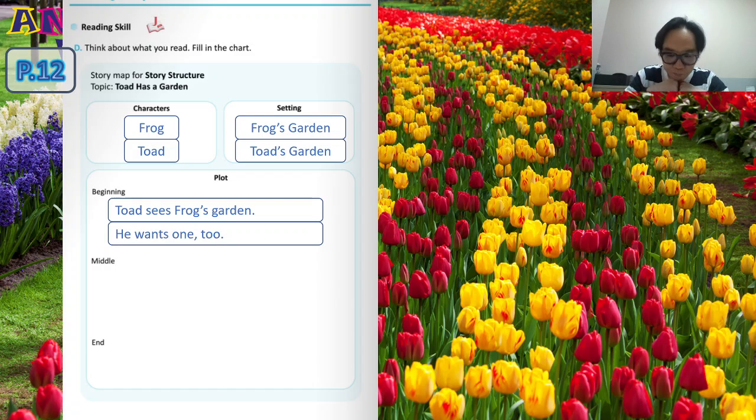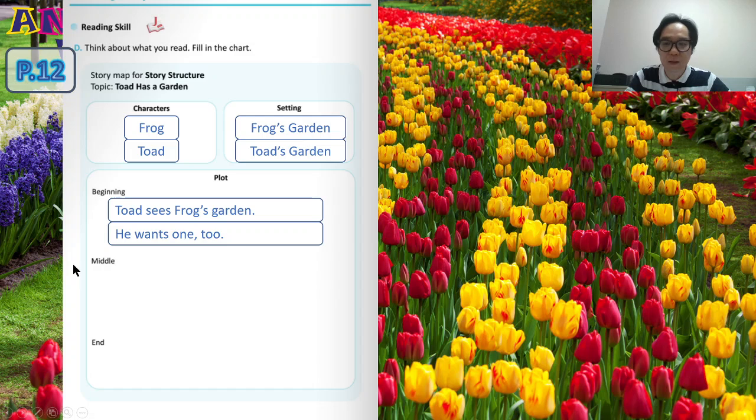So, what does he do? Does he just sit there and cry and say, "I want a garden"? Or does Frog look at him and say, "Ha ha ha ha, I have a garden and you don't have one"? Is that what happened? No. We know that Frog and Toad are good friends. So what did Frog do?